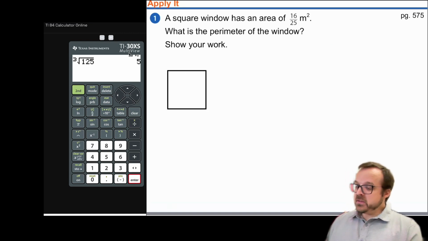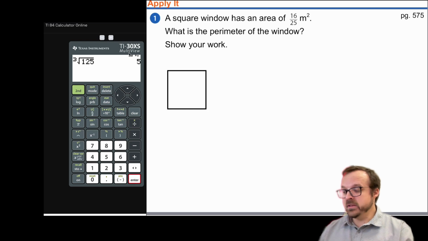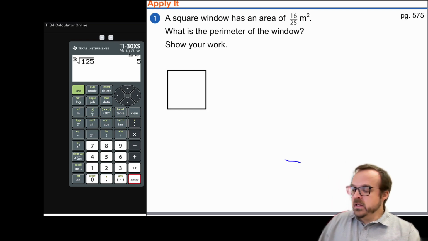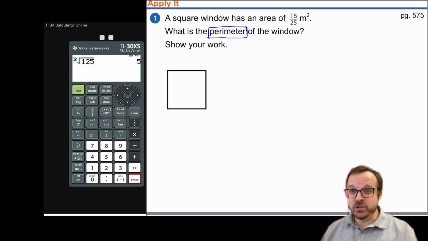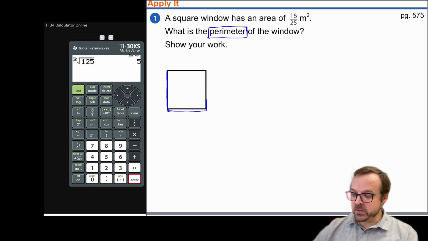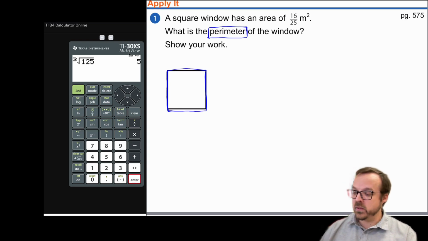Let's see here on page 575, we have a square window that has an area of 16 over 25 meters squared. What is the perimeter of the window? So let's keep in mind that it's asking for the perimeter. And to find the perimeter of any shape, you just had to add up all the sides. In this case, we're dealing with a square, so we'd have to add each side to itself, right? So that's 4 sides we'd have to add up. In our case, because it's a square, all those sides will be the same.